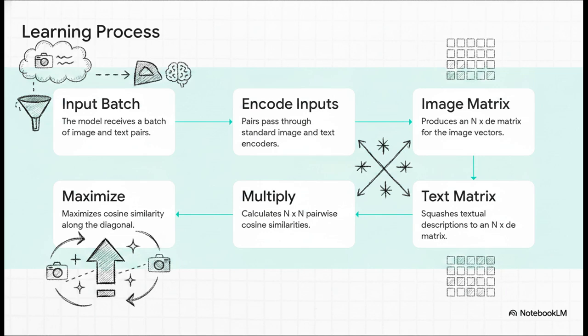The whole process is incredibly elegant. Step 1, the model takes a batch of image and text pairs. Step 2, it passes them through their respective encoders.